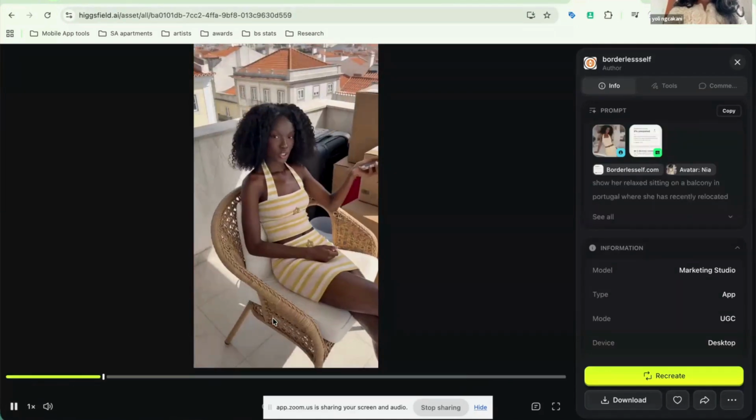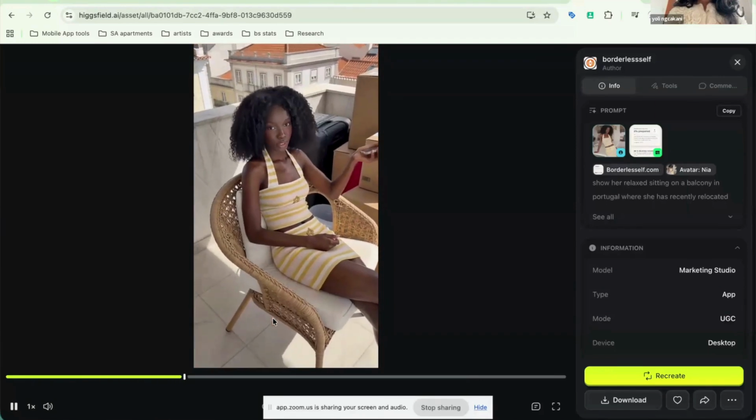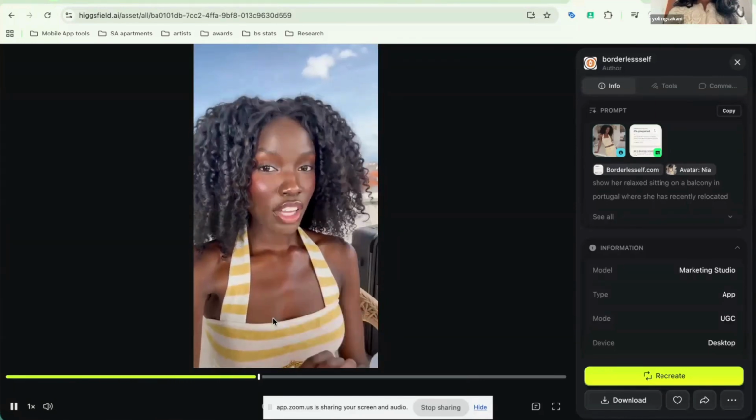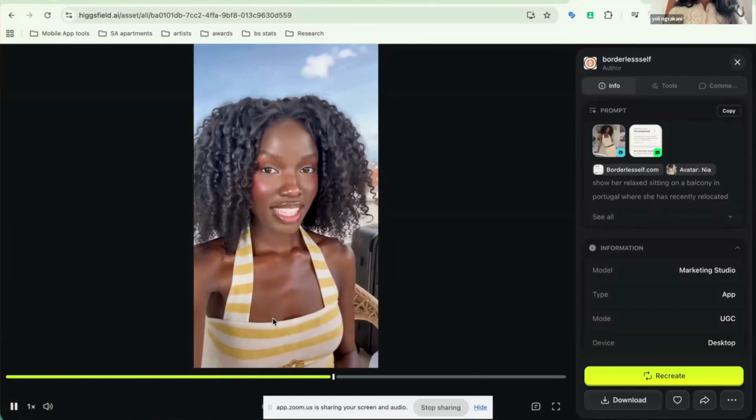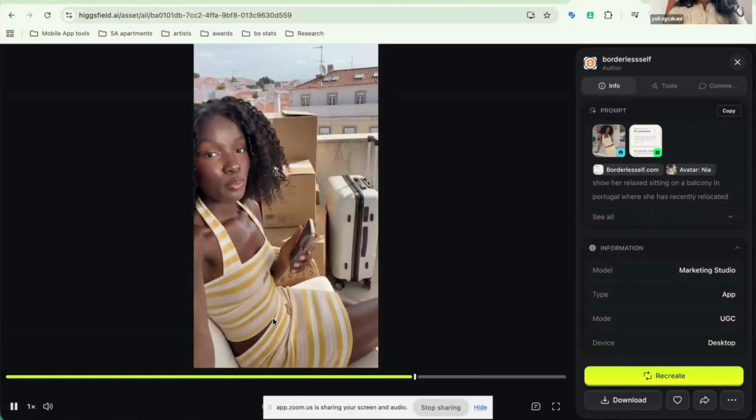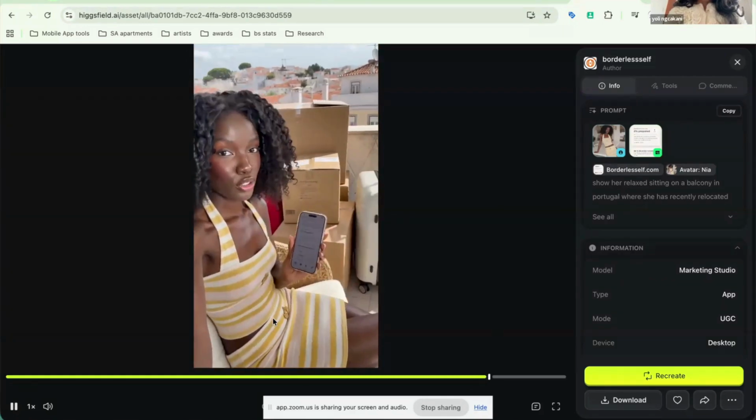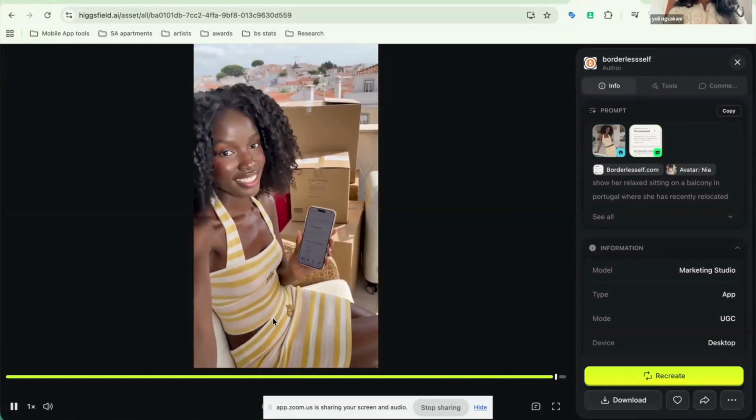I just relocated to Portugal and I refuse to lose documents in random folders again. Borderlessself keeps everything organized and shows me my relocation readiness step by step. If you're planning a move, use Borderlessself to compare countries and stay ready before the chaos hits.